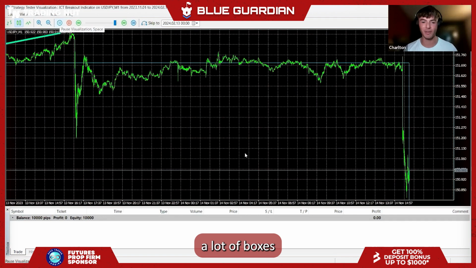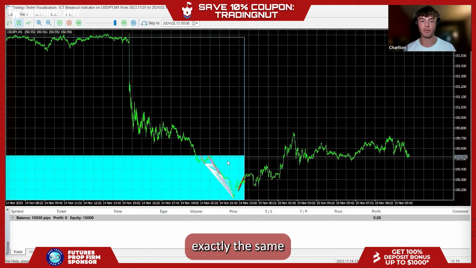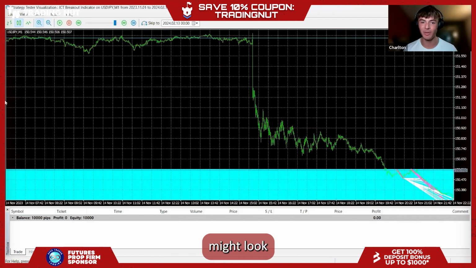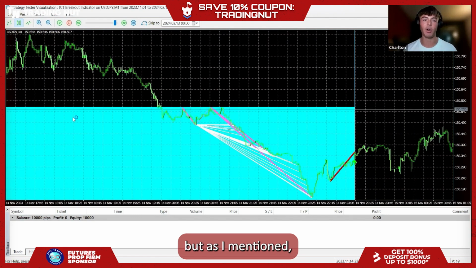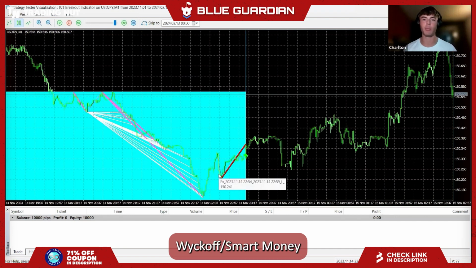Now, again, you'll see a lot of boxes, and again, same concept, exactly the same as the previous trade. Came into this turquoise area, which is the higher time frame area of interest. All these white lines might look a little bit confusing, but as I mentioned, that is volume and price diverging, which is a Wyckoff/smart money concept principle.